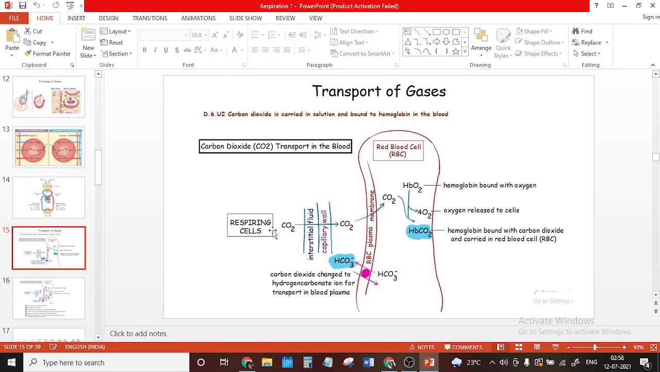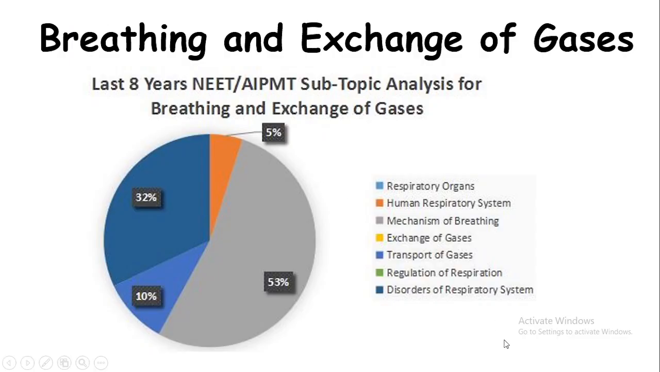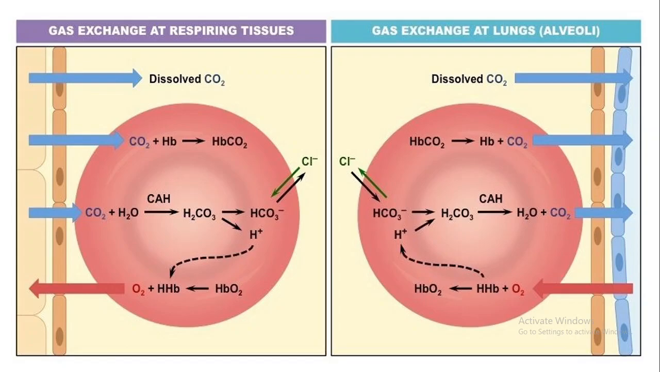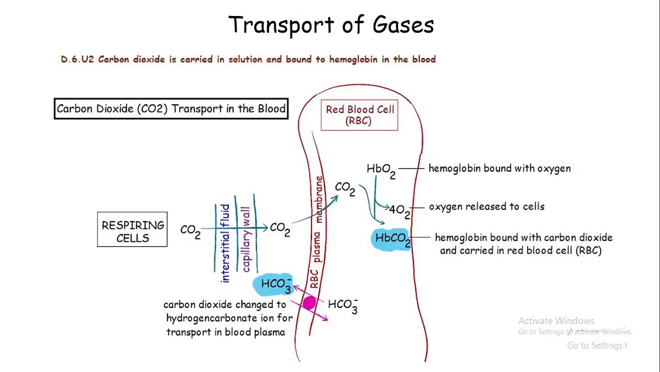Alright, let's move to the transport of gases. Let's try to understand what this concept is all about. We know the way these two gases travel along the blood, we have already seen that. Here is another image to give you a better idea. Carbon dioxide is carried in solution and bound to hemoglobin in the blood. I told you it is carried in three ways. Have a look at this.